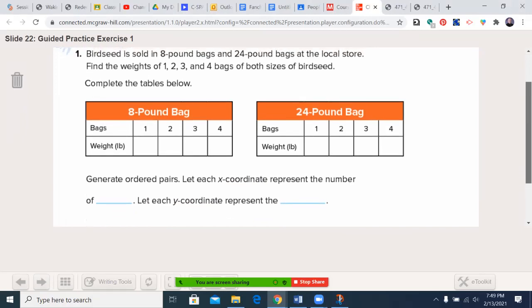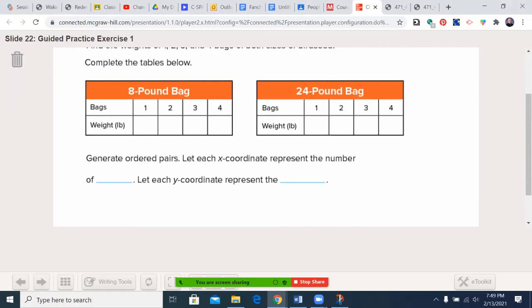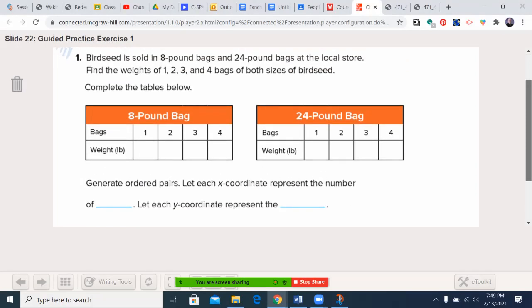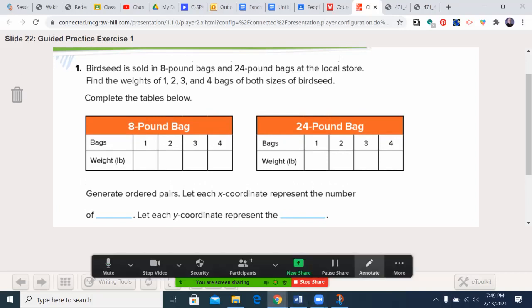We've been looking forward to this all day. There's nothing below that part, so we're good. Birdseed is sold in 8-pound bags and 24-pound bags at the local store. Find the weights of 1, 2, 3, and 4 bags of both sizes of birdseed. Complete the table below.